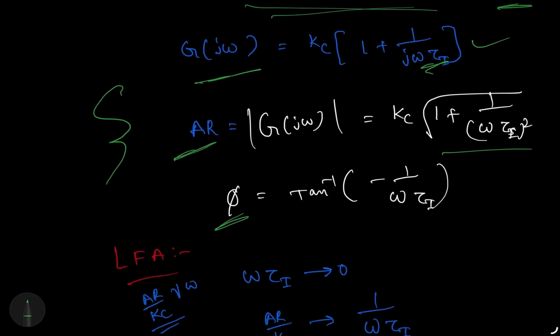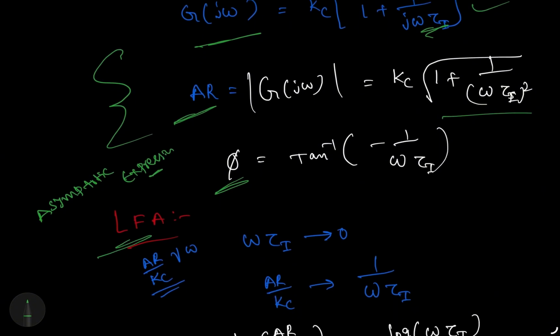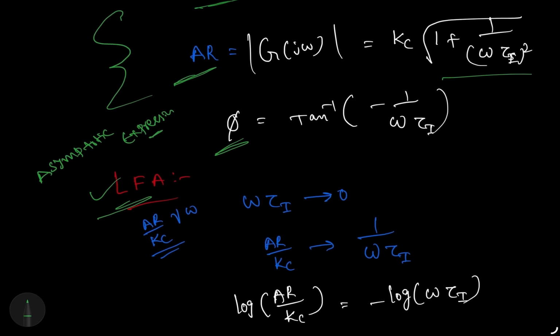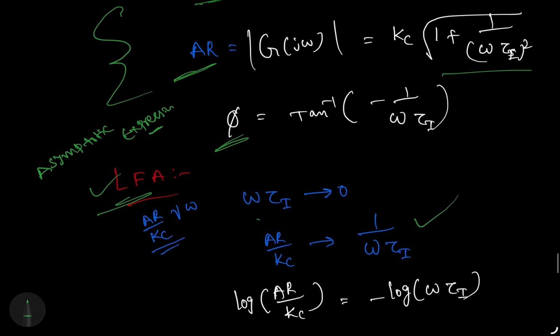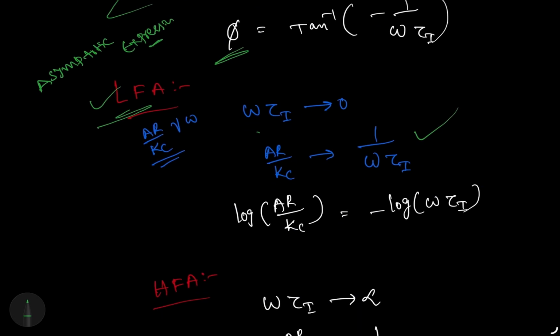Now analyze these expressions using the asymptotic approximation, which we discussed in previous classes. First we use the low frequency asymptote, that is when omega tends to 0. The term 1 by omega tau I becomes very large, so the amplitude ratio behaves like Kc by omega tau I.